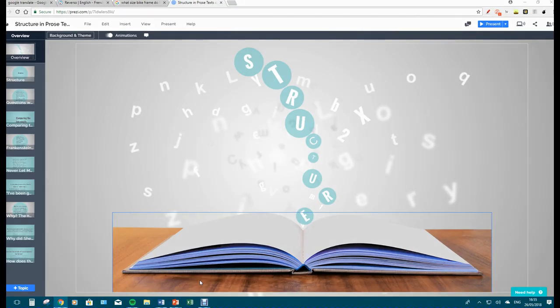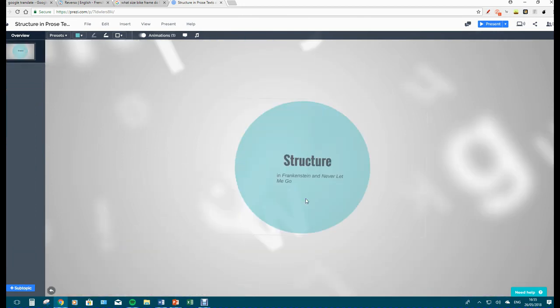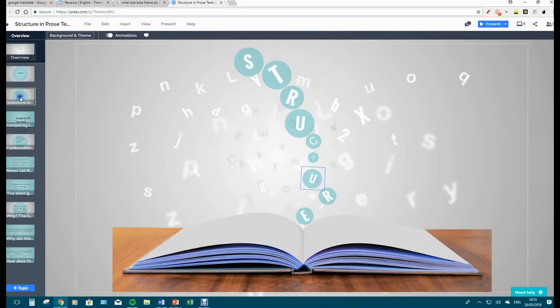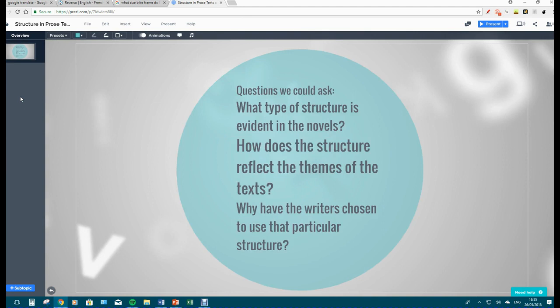Right, I'm going to talk about the structure in Never Let Me Go and in Frankenstein, and basically ask a few questions. I'm after a few questions that are going to be our focus. So here are the questions that I would be asking.